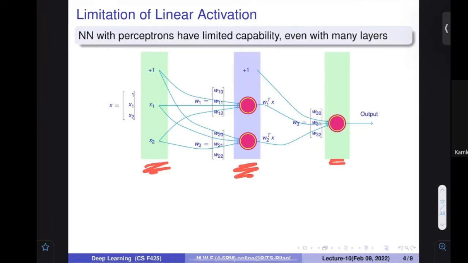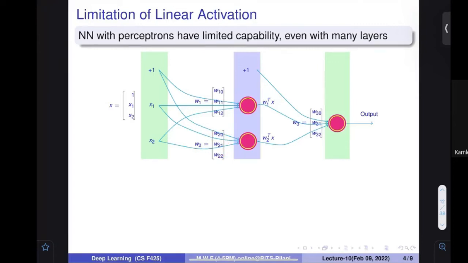Here x1 and x2, two values, are what I'm going to provide. And this one, as we always say, is a slack input. If there is a perceptron, let's assume that it has a weight w1. I say that this is the first one. So w10, w11, w12, w20, w21, w22. These are the weights associated with this. Everybody, do you understand this?